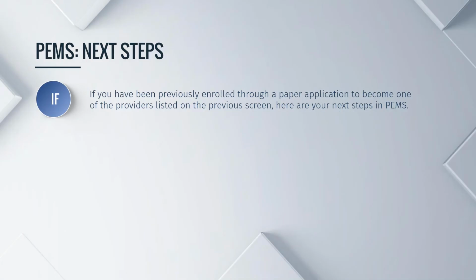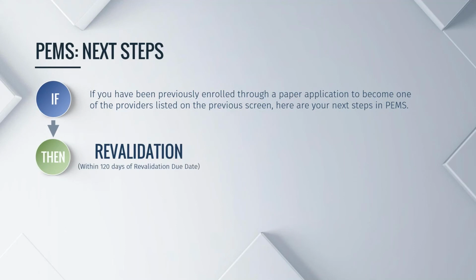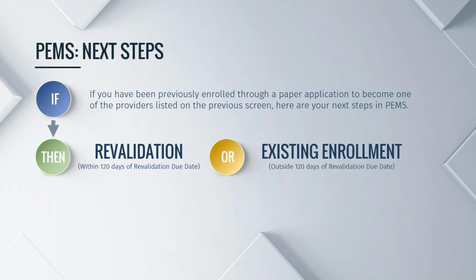If you have been previously enrolled through a paper application to become one of the providers listed on the previous screen, here are your next steps in PEMS. Your next enrollment would be a revalidation for your NPI or API if you are within 120 days of your revalidation due date. This will allow you to open the whole application while confirming previous enrollment information and making necessary changes. This is similar to an existing enrollment.